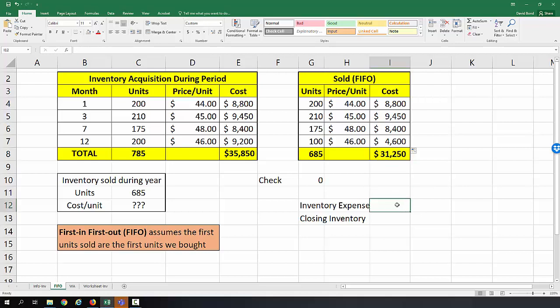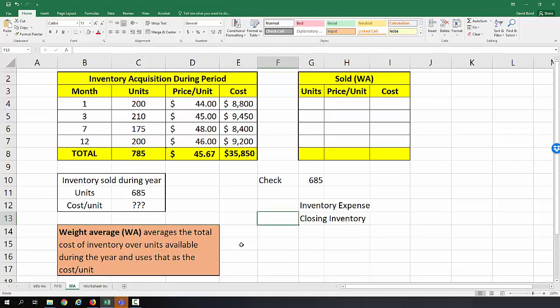The inventory expense is what we calculated up here, the $31,250, and the closing inventory is the difference between what we purchased, so what we had available to sell during the year, and our inventory expense. And so what we end up with, as a closing balance of inventory, is $4,600. Weighted average does it a little bit differently.